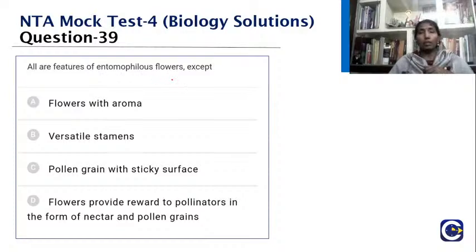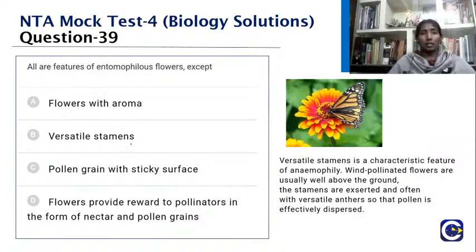All the features of entomophilous flowers except: flowers with aroma, versatile stamens, pollen grain with sticky surface. Flowers provide reward to pollinators in the form of nectar and pollen grains. Entomophilous means pollinated by insects. So flowers with aroma, naturally when you have a good smell, the insects will come near it. It should have a sticky surface, yes. It should give reward in the form of nectar and pollen grains.